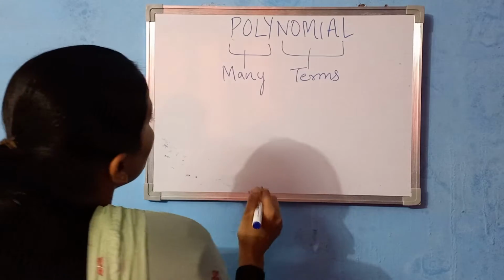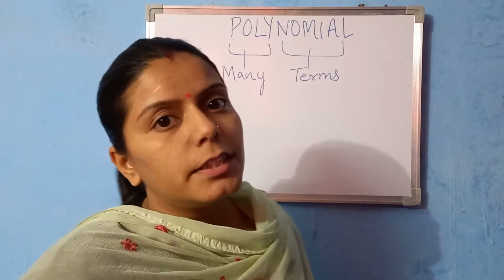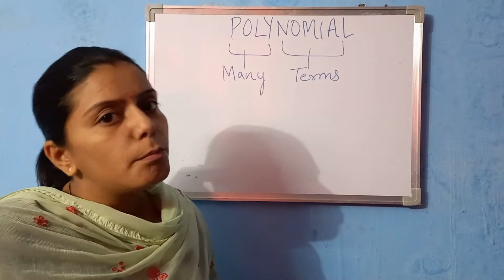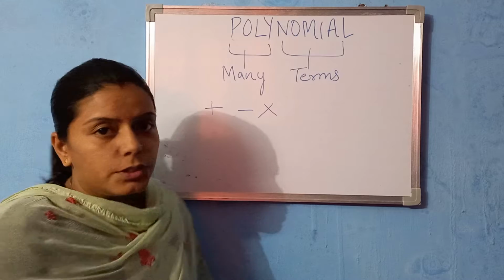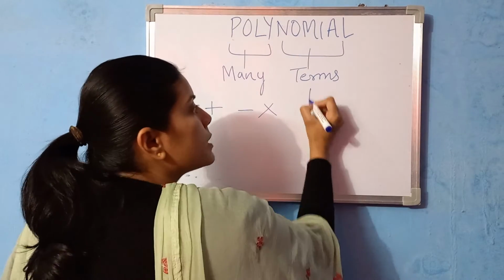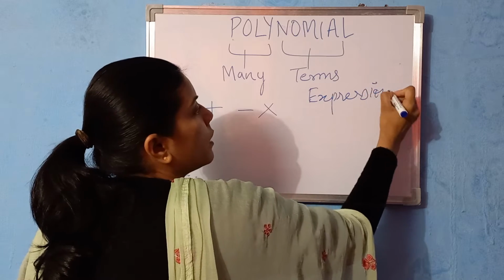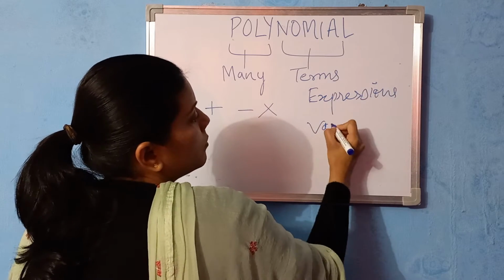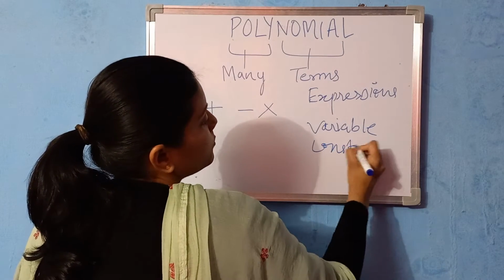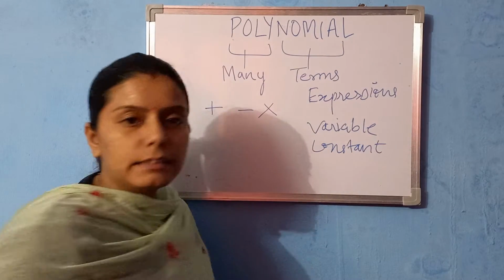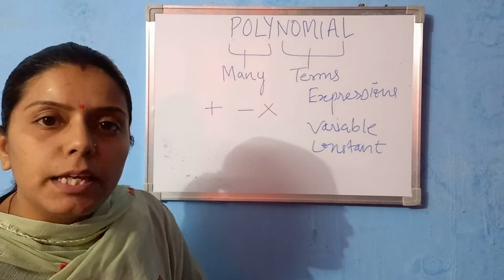A polynomial is an expression in which variables and constants are involved with some mathematical operations like addition, subtraction and multiplication. Polynomial एक expression है, an expression in which variable and constant involve some mathematical operations like addition, subtraction and multiplication.